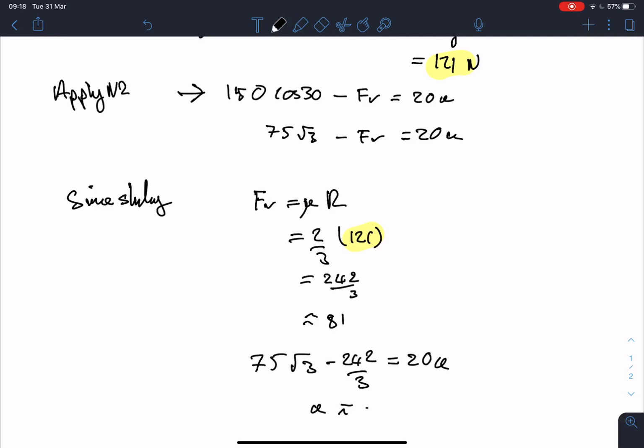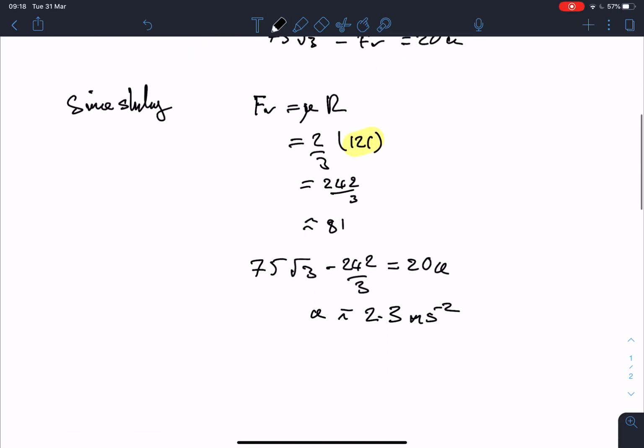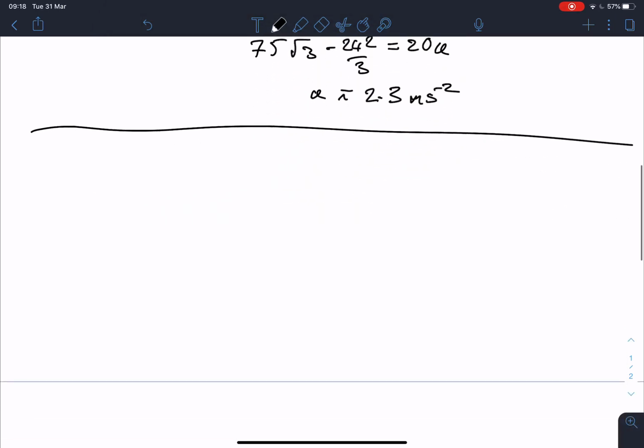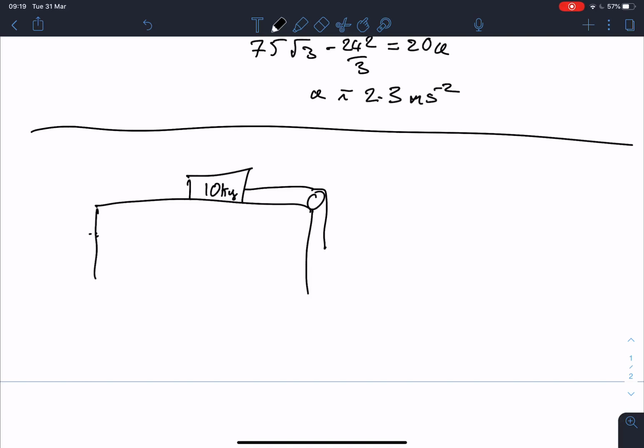So a is going to be approximately 75 root 3 is 75 plus just over 2/3, so 125 minus 80 is going to give us, I don't know, that's going to come out to be about 2.3ish metres per second squared, but you can check that on a calculator.